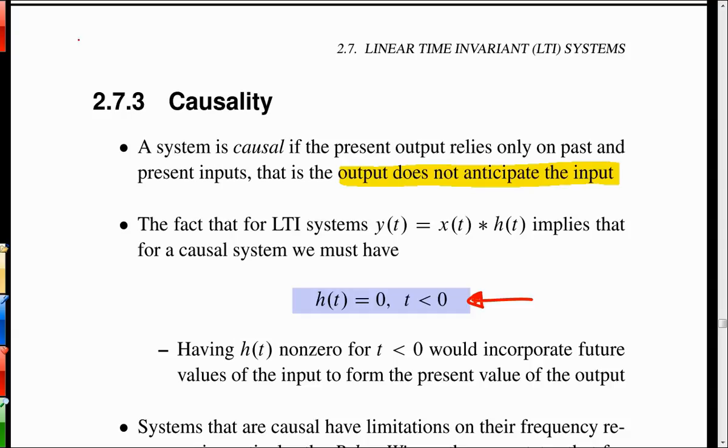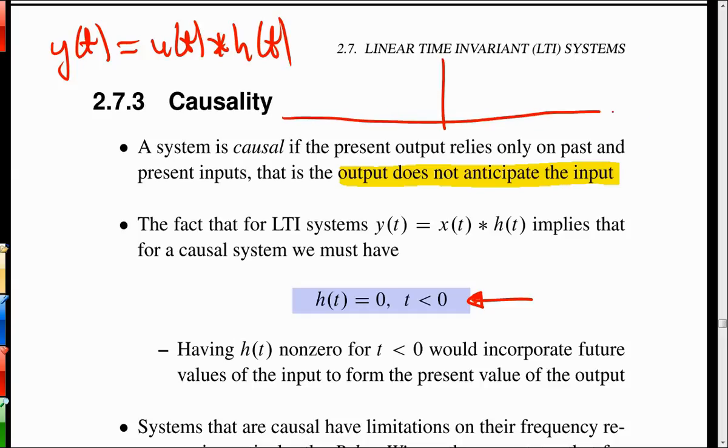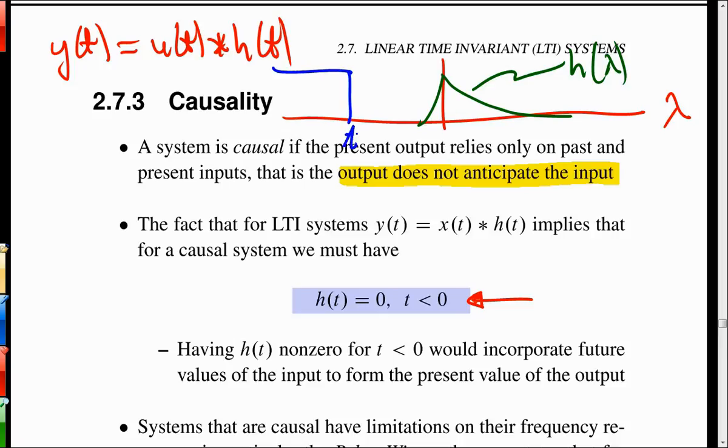So a quickie little example of that is, suppose I'm going to drive the system with a step, convolve it with h of t. So I'll set up the convolution integral right over here, and suppose that's h of lambda, and then sitting right in here would be u of t minus lambda.